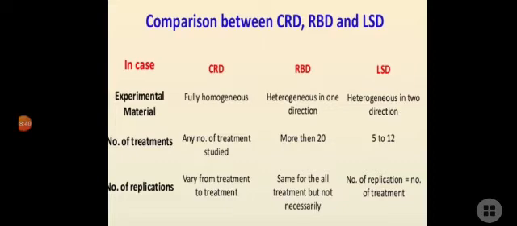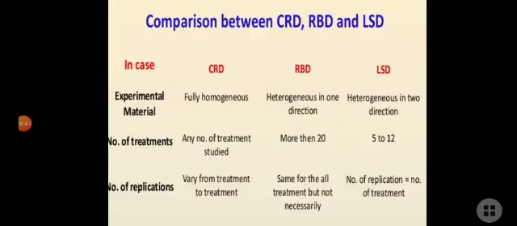For a completely randomized design, we can use any number of treatments, but for randomized block design, more than 20 treatments can be used, and in Latin square design, from 5 to 12 treatments we can use. In completely randomized design, the number of replications varies from treatment to treatment, but in RBD the replication is the same for all treatments, though not necessarily. Whereas in Latin square design, the number of replications is equal to the number of treatments.